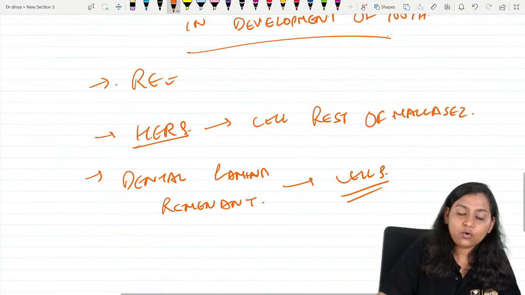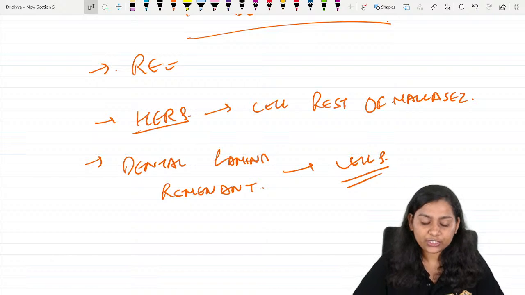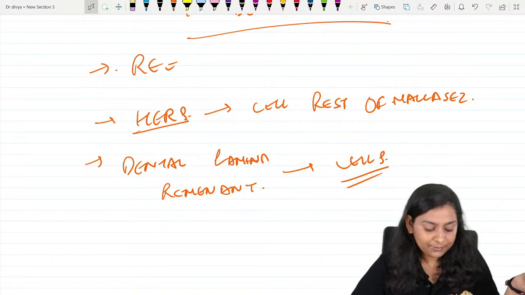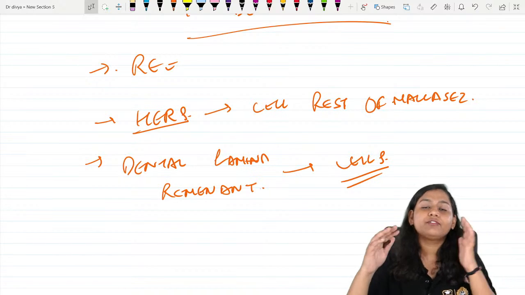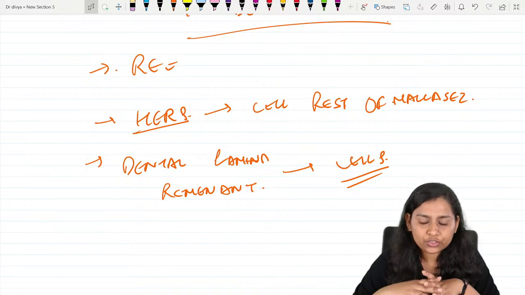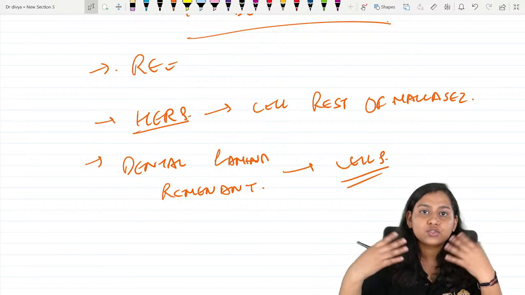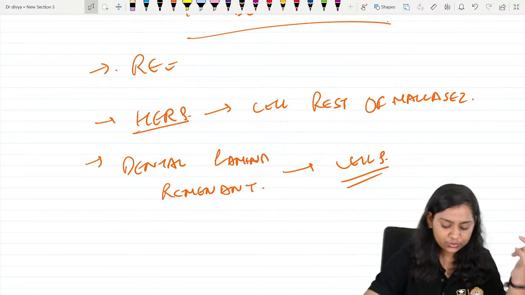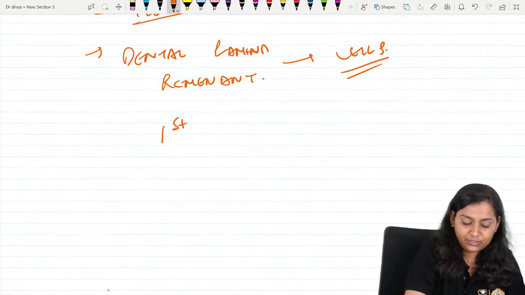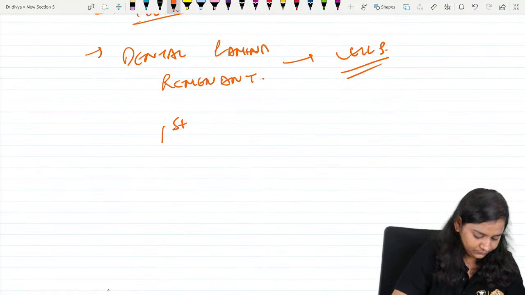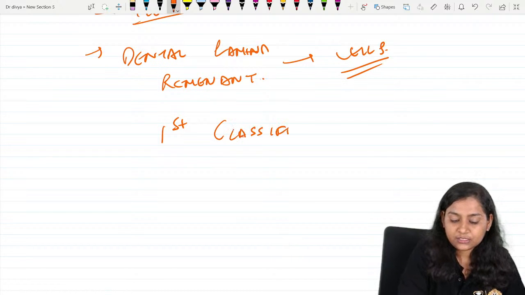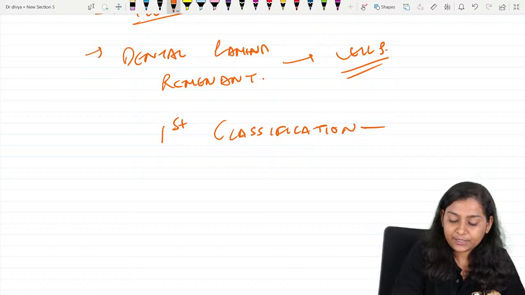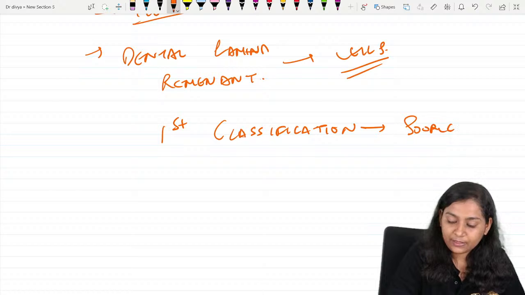Okay. So the source of the epithelium for the odontogenic cyst can be either reduced enamel epithelium, HERS, or the dental lamina. So we have our first classification of odontogenic cyst, which is based on the source of epithelium. That is, what is the source of epithelium?